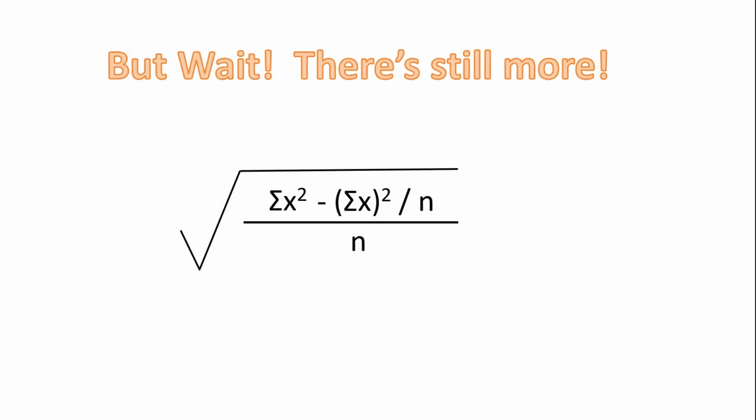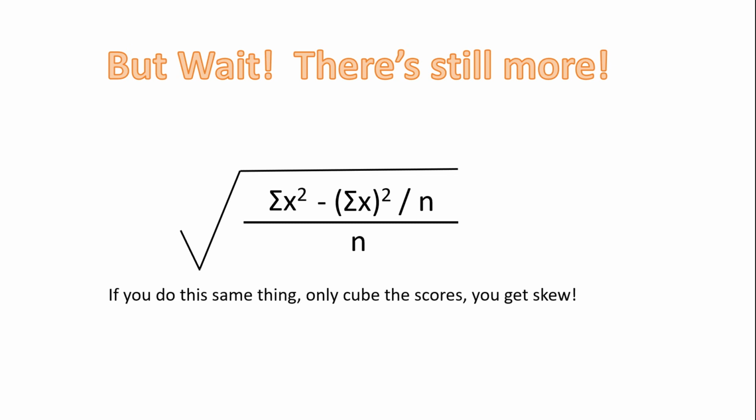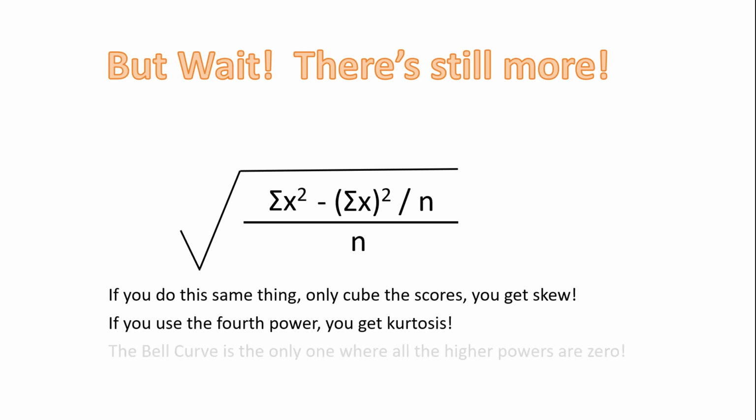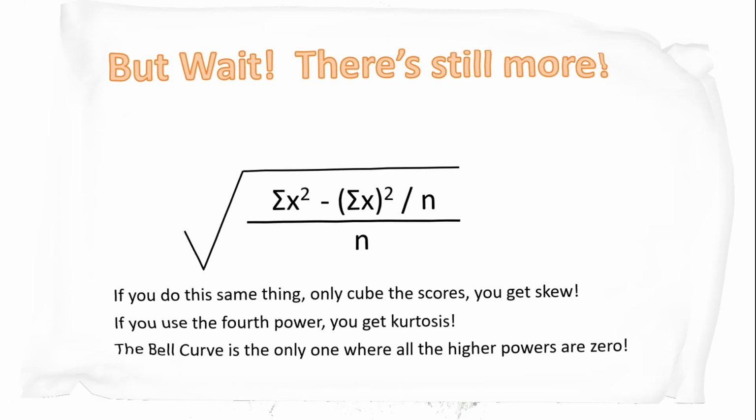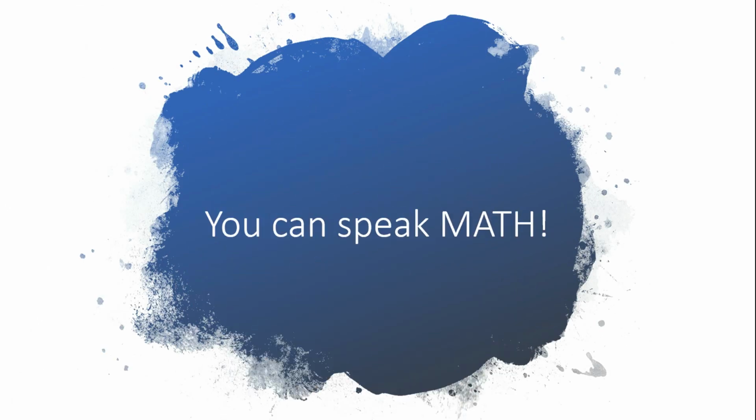But there's still more. Sum of x over n is how you get an average. This formula is how you get a mean. If you do something similar with cubes, you get skewness. If you do it with the 4th power, you get kurtosis. The bell curve is the only one where all these higher powers are 0. See, you can learn to speak math.